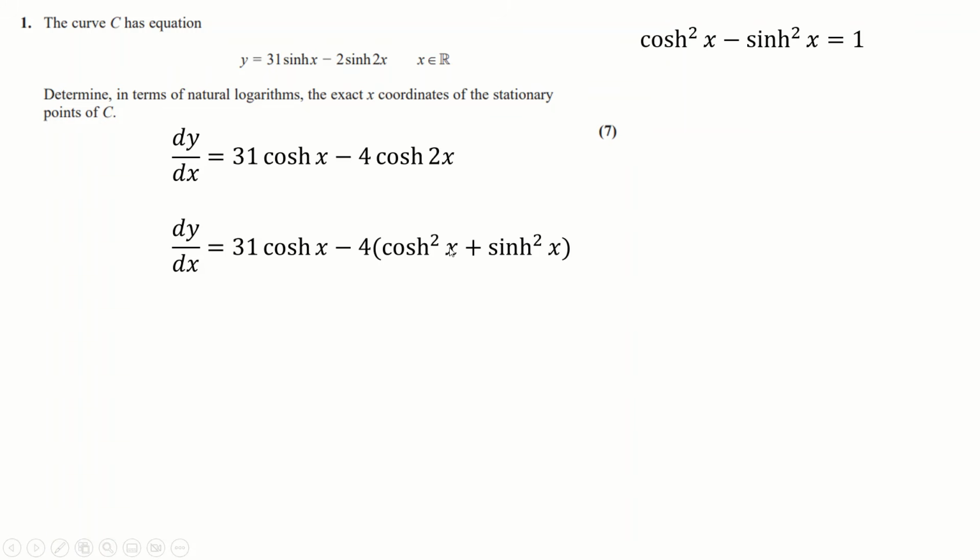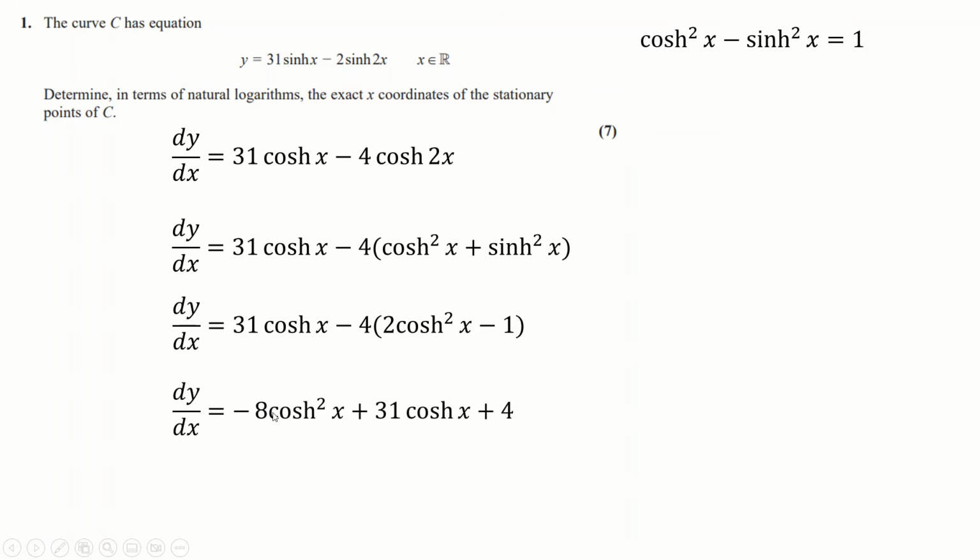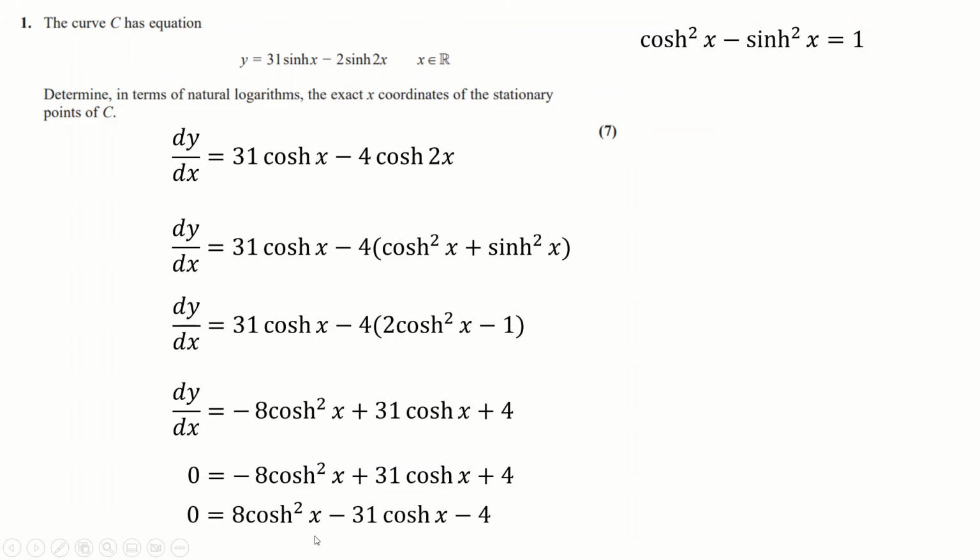I kind of just want stuff in terms of cosh maybe. So let's replace this with, I mean this is the formula again from the book. So we can just do sinh squared is cosh squared minus 1. So we get this, I believe, if you put that into there. Then you expand that out, you get this. We set that to 0 because we're looking for stationary points. You can times by minus 1 here just to make it look a little bit more normal.